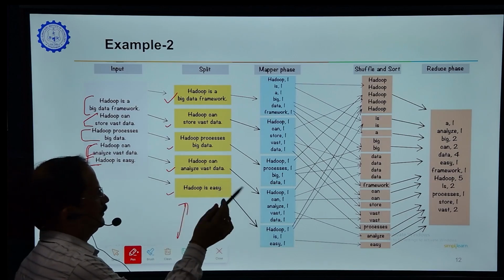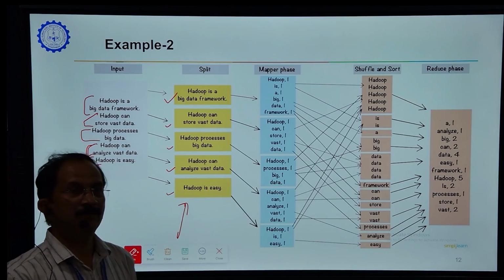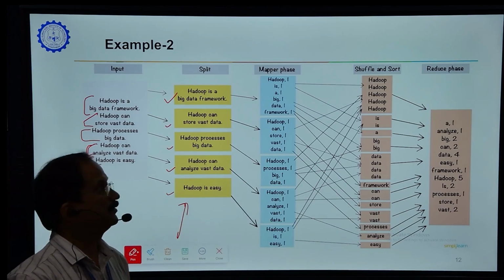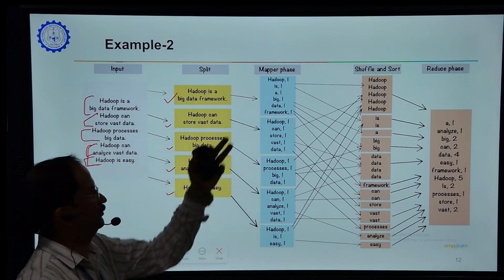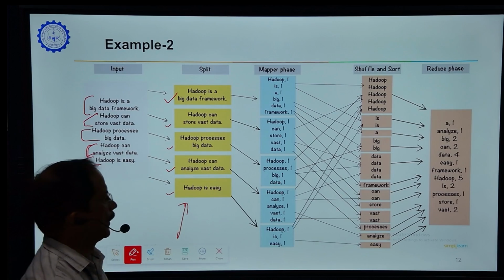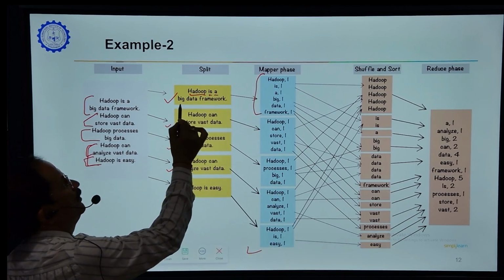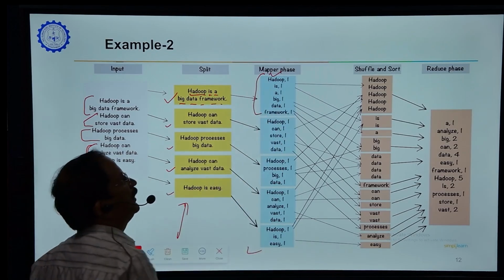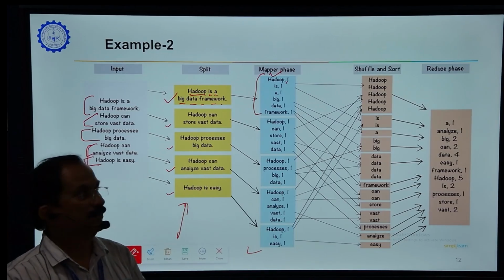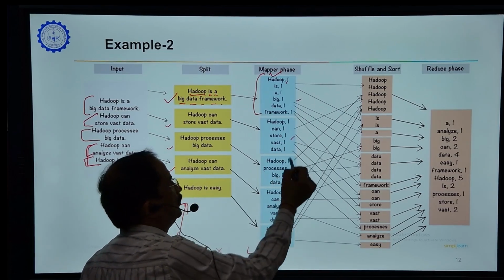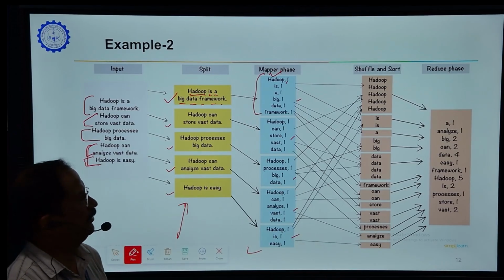So here the data is split into statements, and statements break up into tokens. The token is a key, and the number of count is the value. That is the mapper phase. Here Hadoop is a token, the token is the key, and the count is the value. So they are broken up into counts as key value pairs.